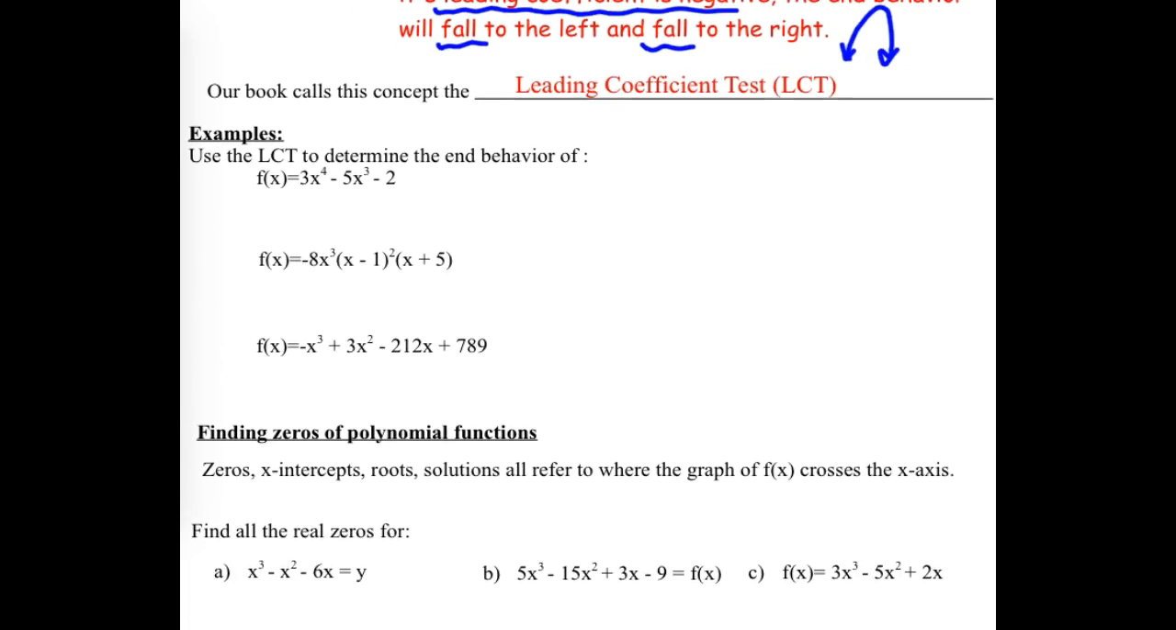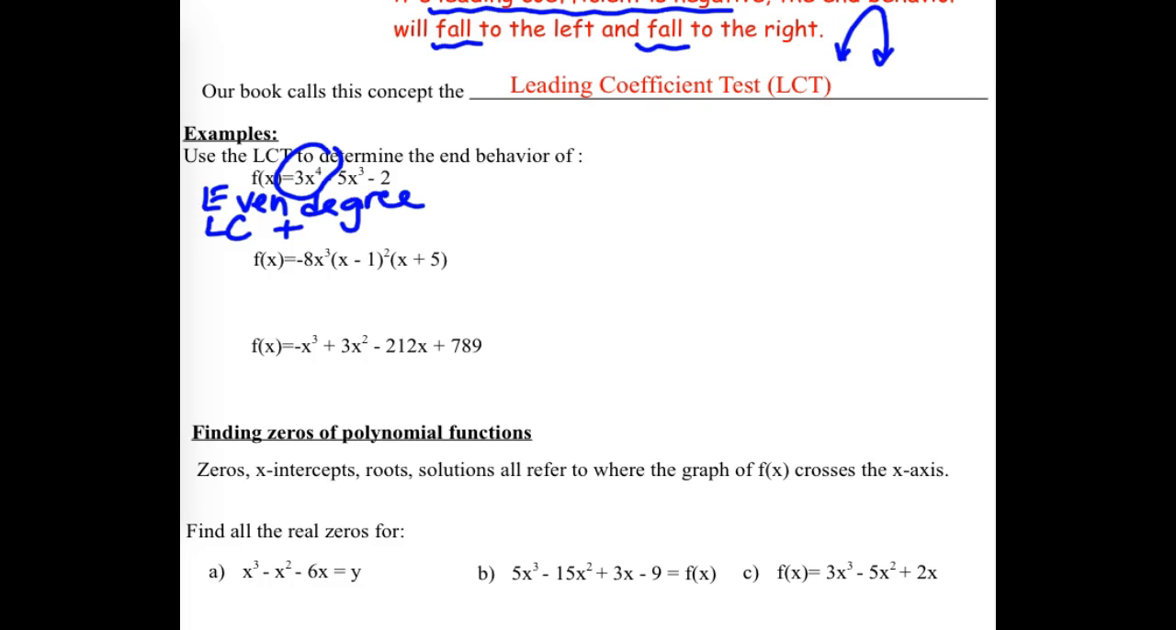Okay? So it says use the leading coefficient test to determine the end behavior of each of these. Again, we don't have to worry about all the other pieces. We are just going to study that leading term. So it is an x to the fourth, so it has an even degree. And then we look at our leading coefficient. Our leading coefficient is positive. So nothing has been reflected. We would think of this as a basic parabola.